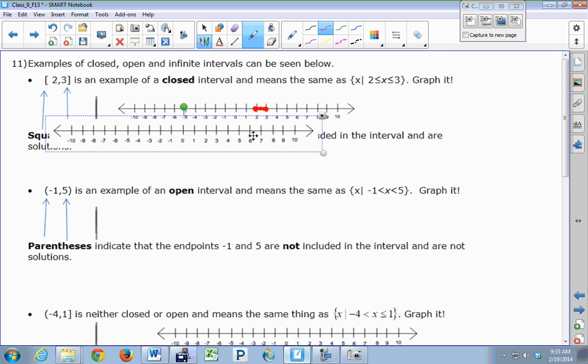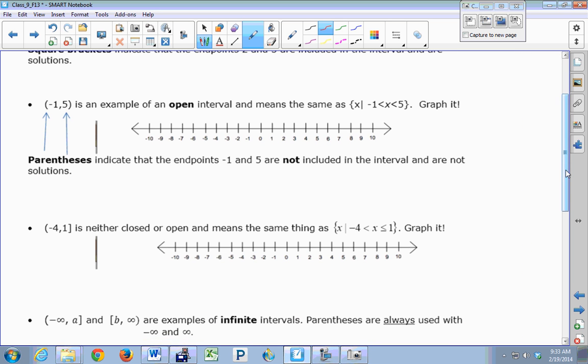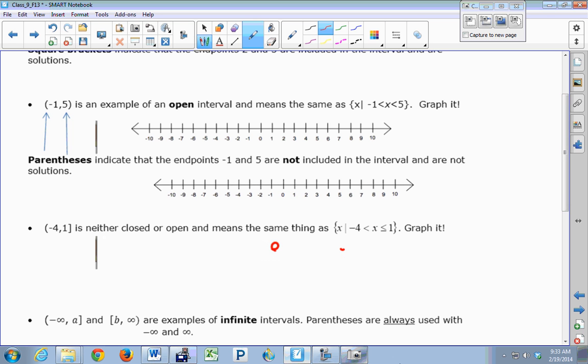All right, so let's go down to the next one. This is an example of an open interval. Notice they both have parentheses, and that means I'm going to be some number between -1 and 5, but -1 and 5 don't get entrance into my club, into my solution set. So I put an open circle at -1 and an open circle at 5, and I color everything in between.